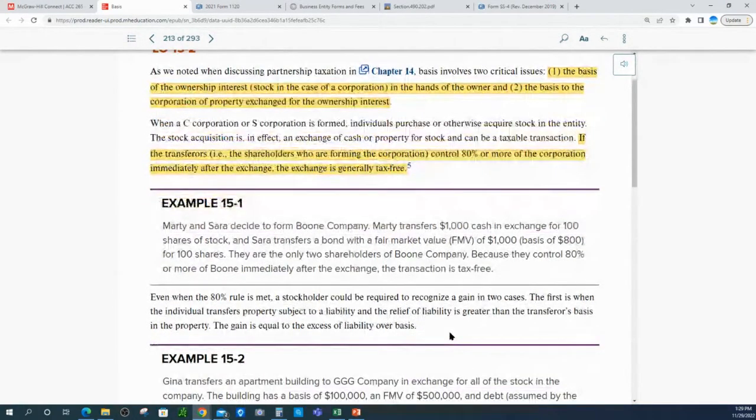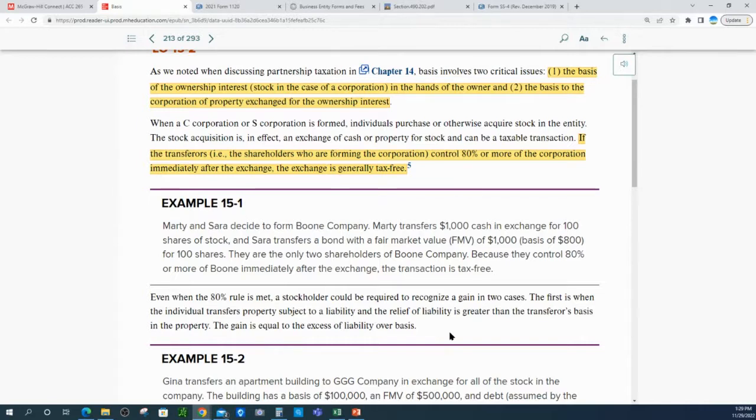So let's look at an example. We've got Marty and Sarah. They are forming Boone Company. Marty is transferring $1,000 cash in exchange for 100 shares of stock. So his basis is $1,000, $10 a share, right? Sarah transfers a bond, not cash, but a bond. The bond has a fair market value of $1,000, basis of $800. So her basis is $800 for 100 shares.